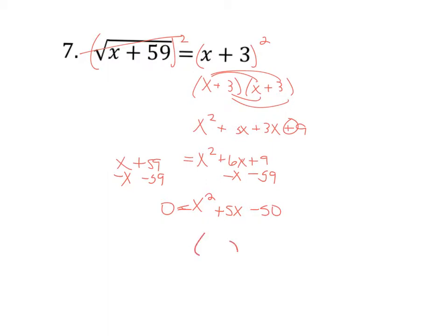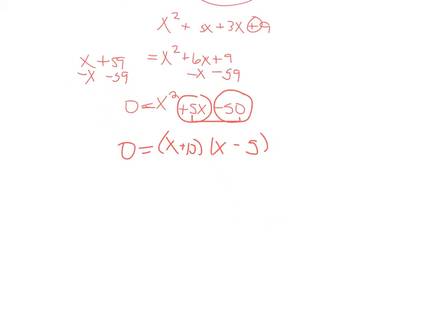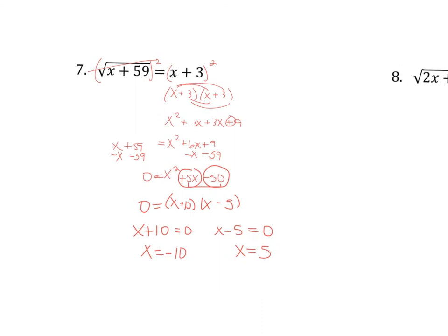So let's check it. Do our two sets of parentheses. We have our x and our x. Remember, we're looking for two numbers that multiply together to give us negative 50 and add together to give us 5. So we're going to do 10 and negative 5. And then we're going to set each factor equal to 0 and solve. And so x will equal negative 10 and 5. I know it seems like we've already done a lot of work, so we should be done, but there's one last thing we have to do.